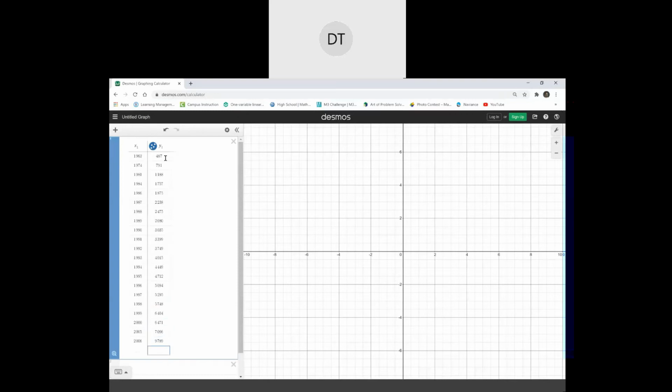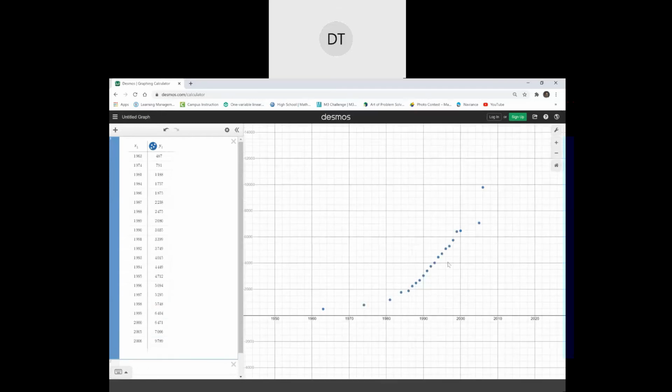And then 9789. Take note, we can't see it, so we hit the magnifying glass, and now we can see all of our data points. If we click one, we can see that's 1963, 487, and the last point is 2006, 9789. So there is our scatter plot.